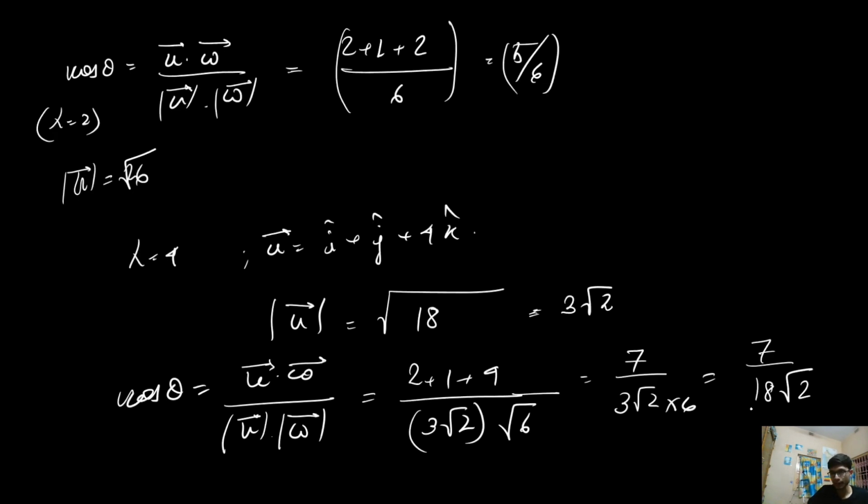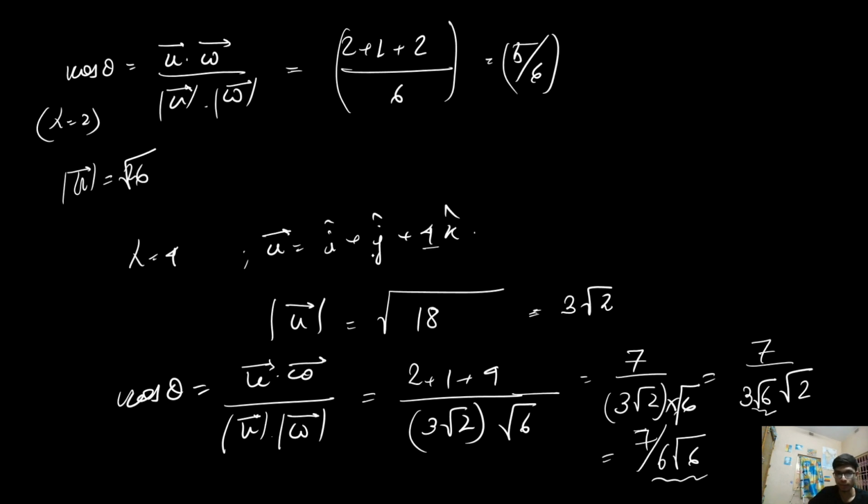If I take 3 inside, I can write this as 6 into 3, and I can also write this result as 6 into root 6, because this is root 6 over here. Since it was root 6 over here, that was my mistake. So I can write this as 3 into root 6. Did I calculate it right? I guess I have calculated right.